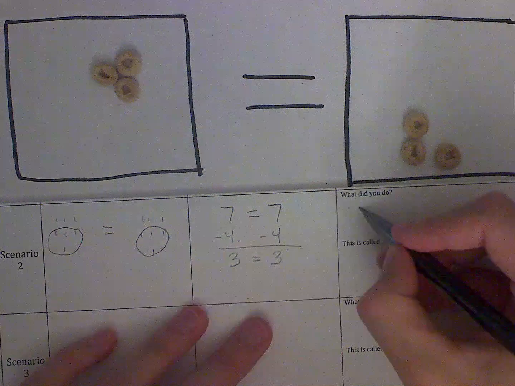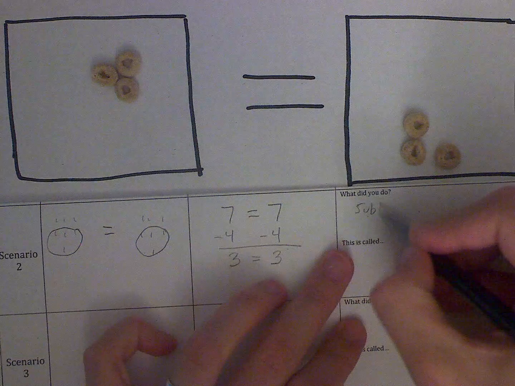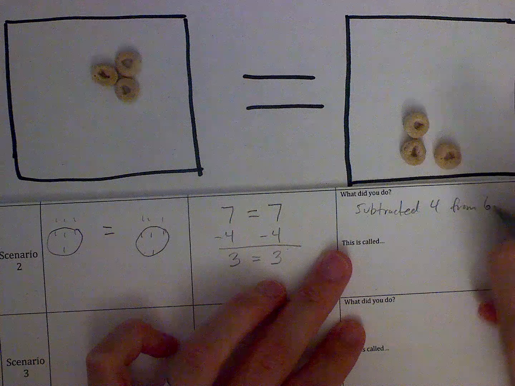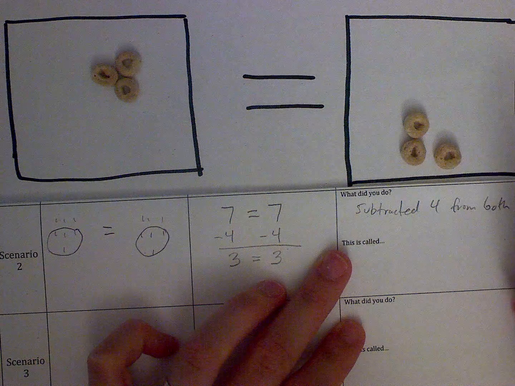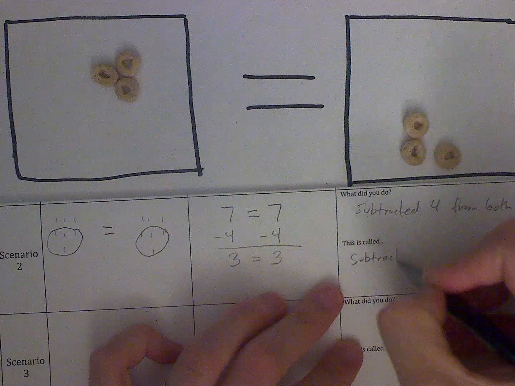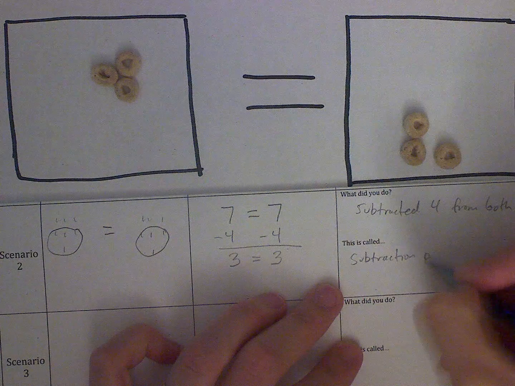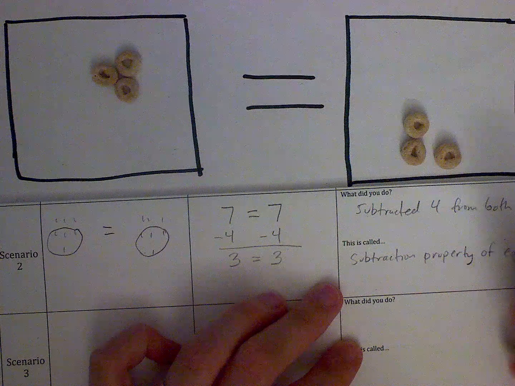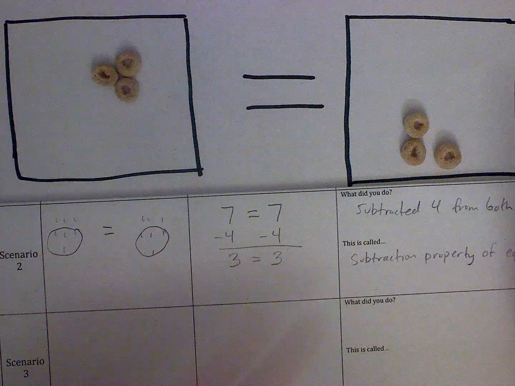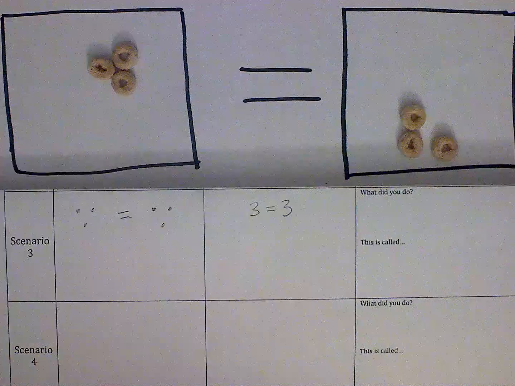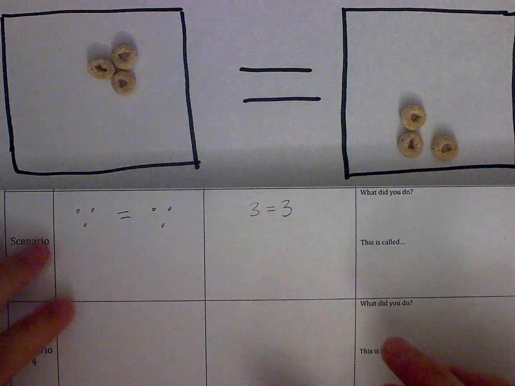So what did I do? I subtracted 4 from both sides. And this also has a name. It's called the subtraction property of equality. And that just says that I'm allowed to take the same amount from both sides. Okay, here's scenario number 3.